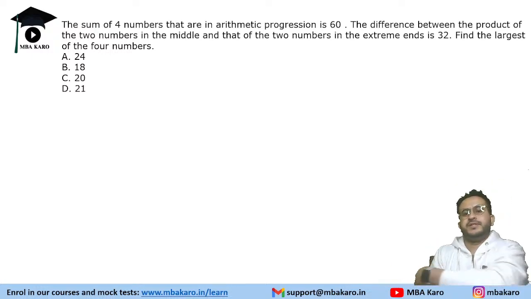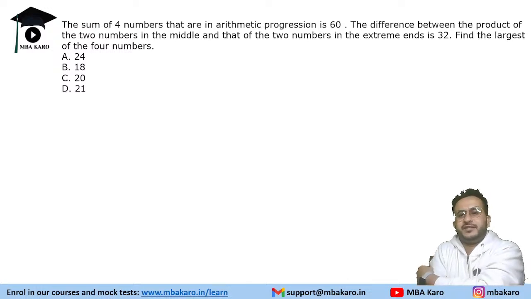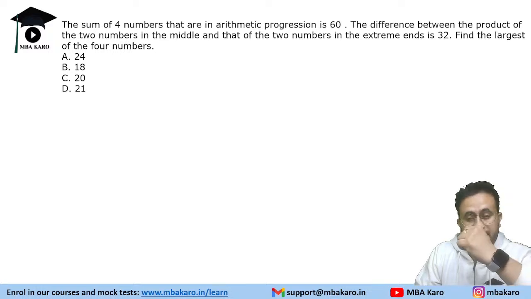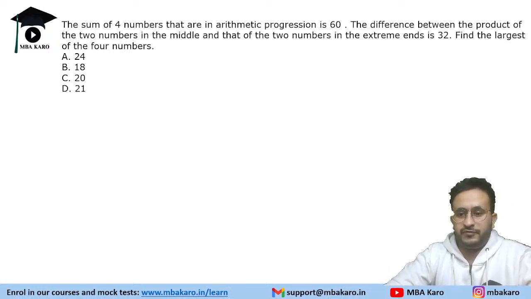Sum of four numbers in arithmetic progression is 60. The difference between the product of the two numbers in the middle and the two numbers in the extreme ends is 32. We need to find the largest of these four numbers.